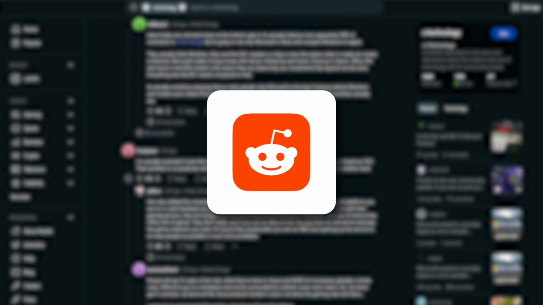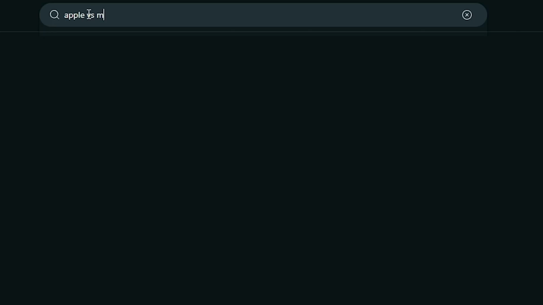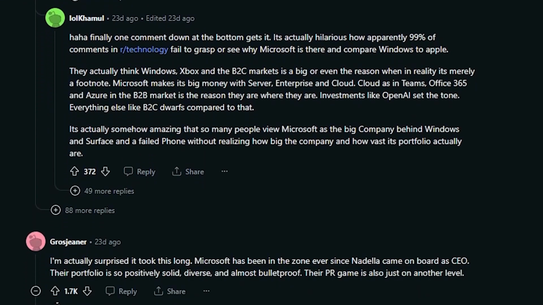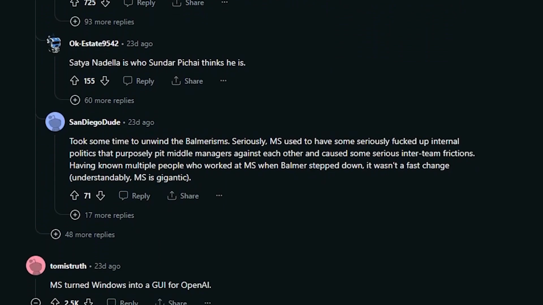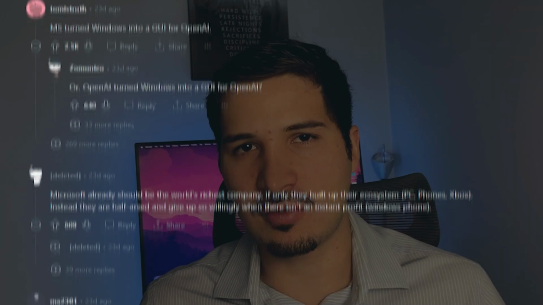Believe it or not, another really valuable thing to do is to look on Reddit and type in, for example, Apple versus Microsoft and compare a specific product, and you will get very honest feedback into what people on Reddit think about that particular product that the company's offering and how it differs from the competition.